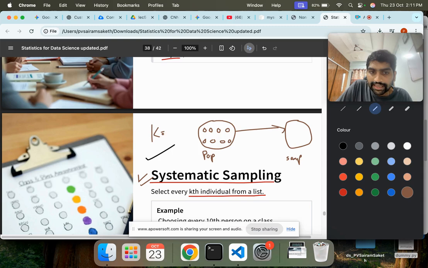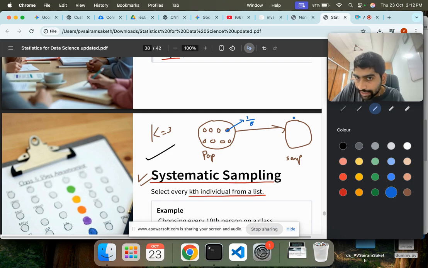Let's say we have selected k equal to 3, and here you first have to choose the first element, right? The probability of choosing this as the first element will be how much? 1 by 8. Why 1 by 8? Because it is this one number divided by the total number, 1, 2, 3, 4, 5, 6, 7, 8. So 1 by 8 is the probability. After selecting this number, you then apply k equal to 3. Let's say we are going in this particular direction: 1, 2, 3, this is the k. The probability of getting this value will be 1 by 8.